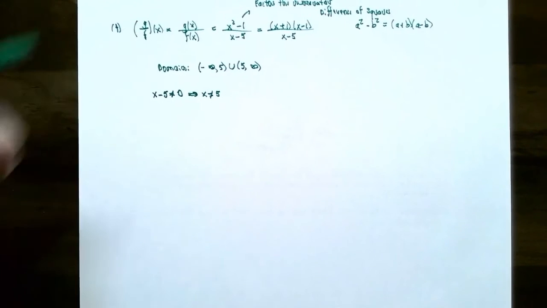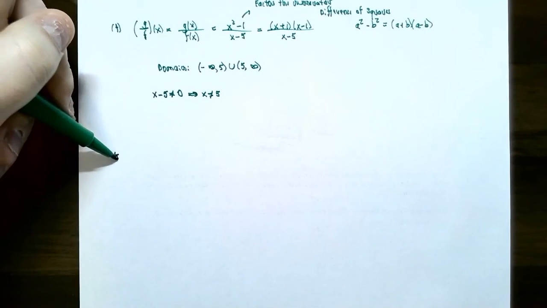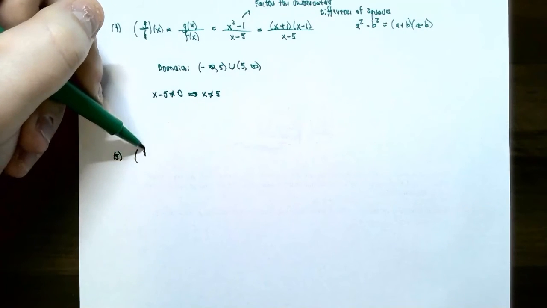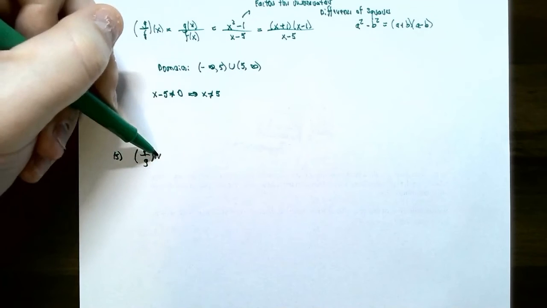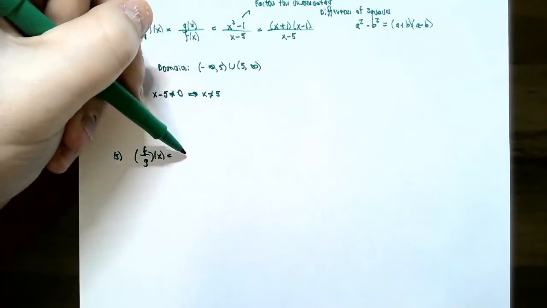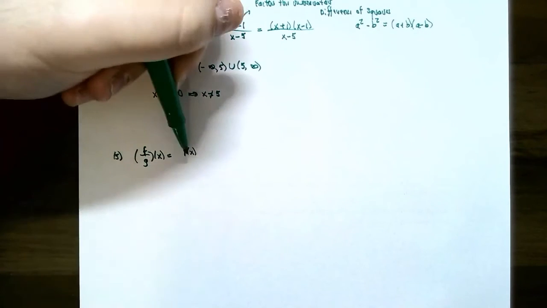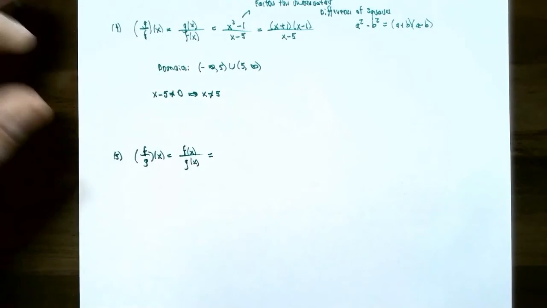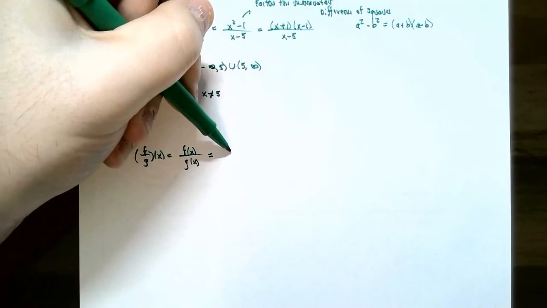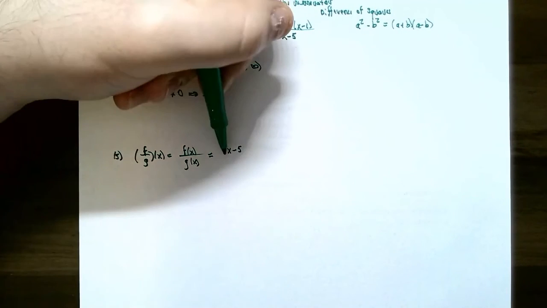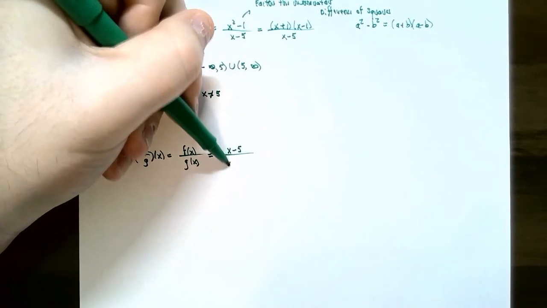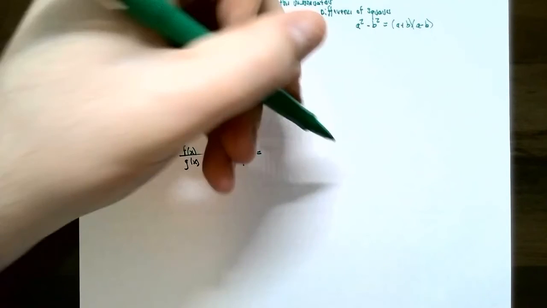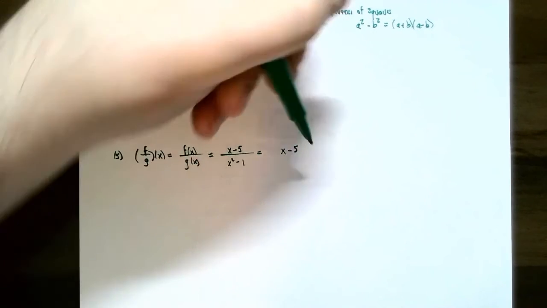Okay, let's try one more out, number 5. So let's try f divided by g this time of x. So this is another quotient function. So f of x is in the numerator this time, and g of x is in the denominator. So yes, it's going to be the reciprocal of the last problem. It'll be x minus 5 divided by x squared minus 1, and we know the denominator will factor as x plus 1, x minus 1.